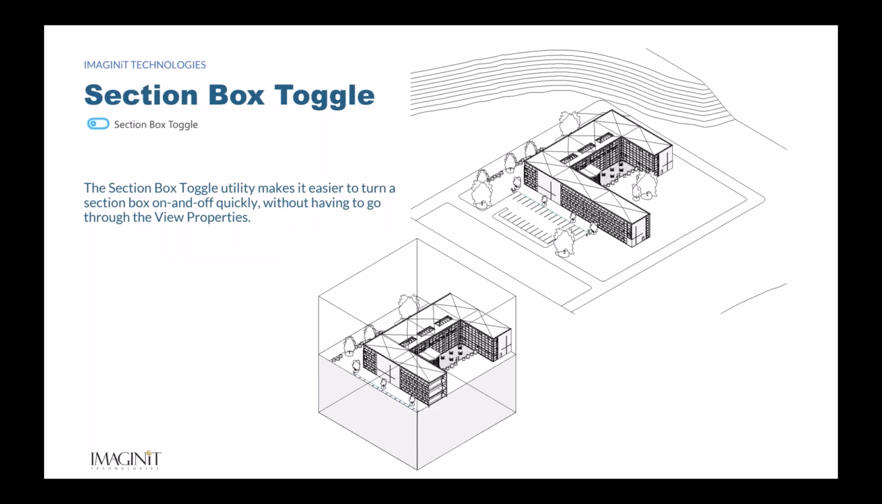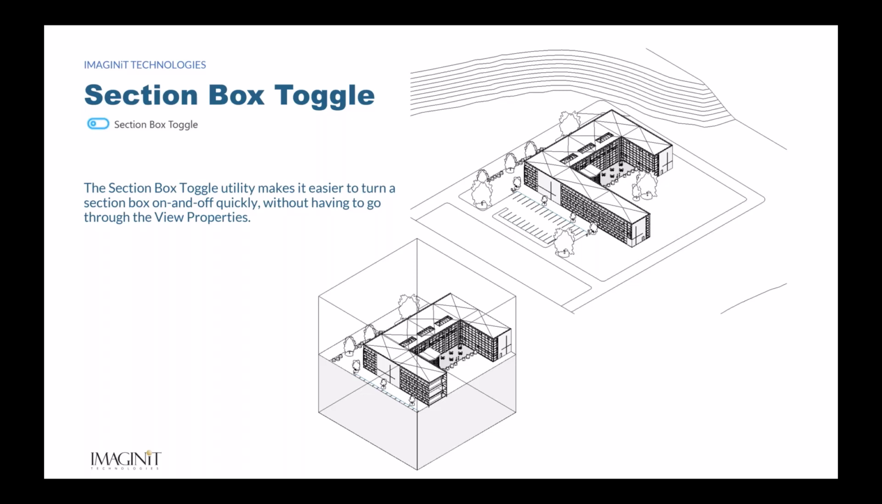I'm thinking about it, it's just a way of switching your section box on and off. It's just a toggle. And think about how much time you spend looking for that over in the view properties. Well, now it's just a button that you can have. Just basically pick the button.